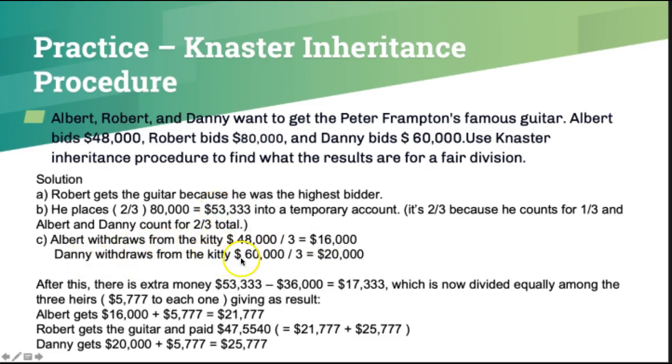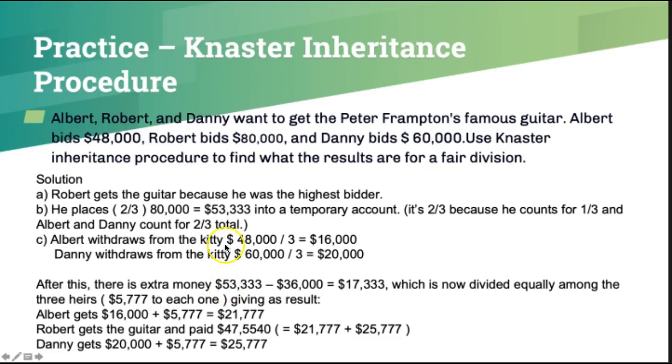Then Danny's going to withdraw from the kitty, or the temporary accounts, his bid, which was 60,000, and then divide that by 3, and that would be 20,000. Then after that, you're going to take what money is left over, and there is some money left over because all the bids are different.